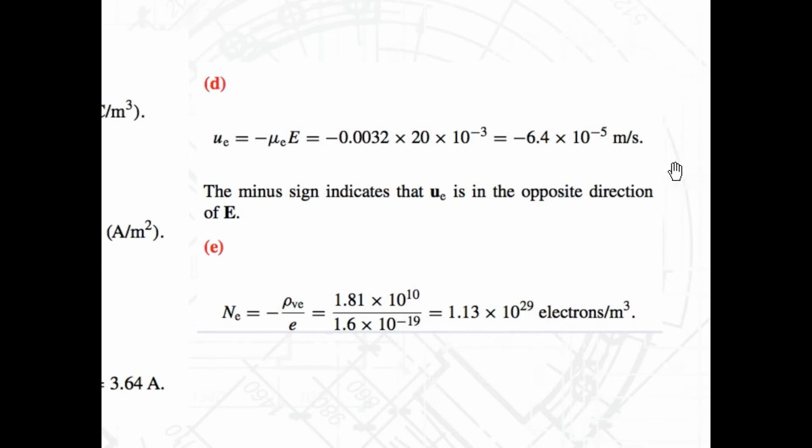This gives you an idea that the charges are actually moving pretty slowly in this problem. 10 to the negative 5 meters per second. That means in 100 seconds it's moved a millimeter. That's pretty slow movement of charge, right? That's not always the case. Sometimes these electrons can move through a material very rapidly at higher levels of current.